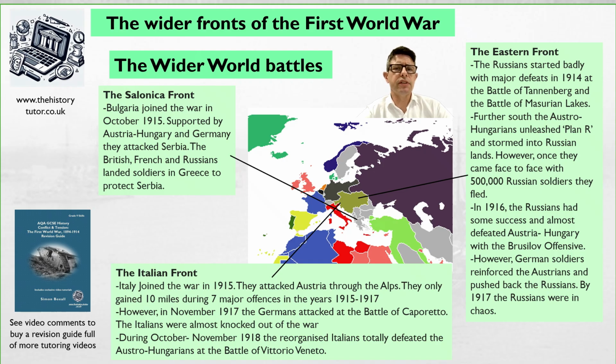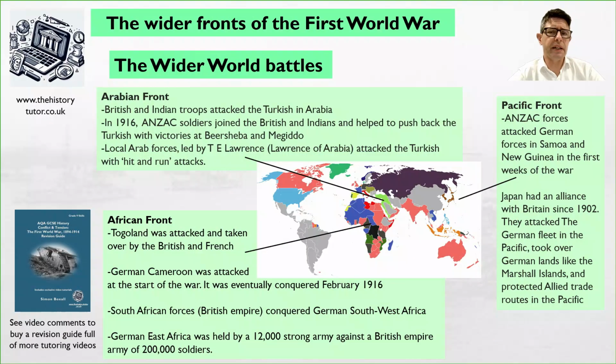We have another sort of southern front, maybe towards the Balkans. We might call it the Salonika Front, thinking about Greece and the Balkans. So here the Bulgarians joined the war in October 1915. Supported by Austro-Hungary and Germany, they attacked Serbia and tried to knock them out of the war. The British, French and Russians landed soldiers in Greece and in Serbia to protect them, and this propped up the front.